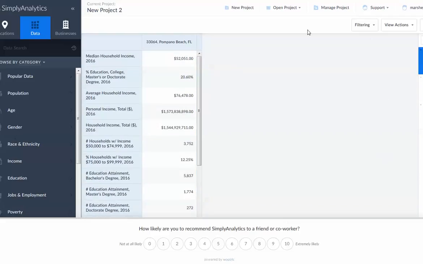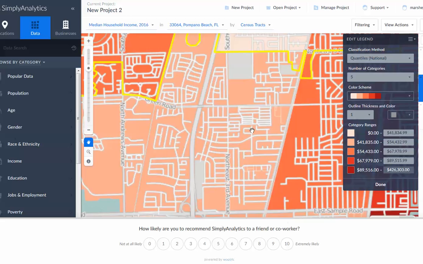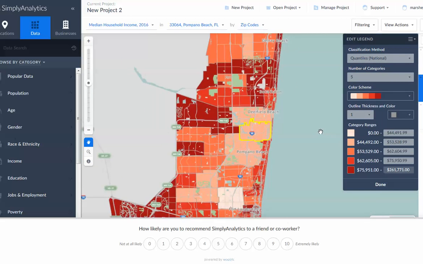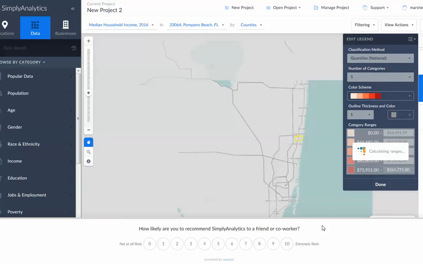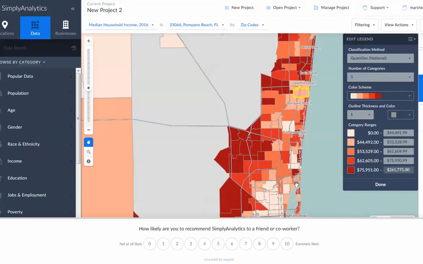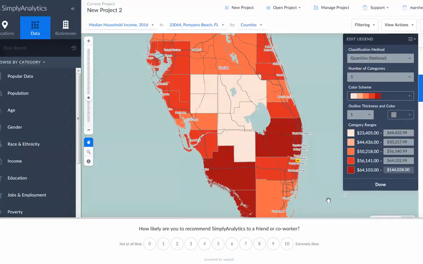Now, if you wanted to see, for instance, let's go back to a map, right? And I want to look at income, right? Let's say that I was doing something that required a very high income group of people, right? And what do I see here as I zoom out?